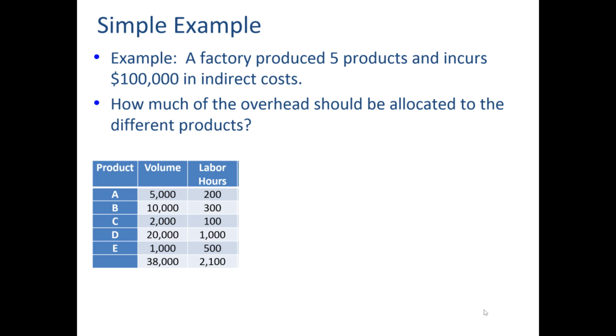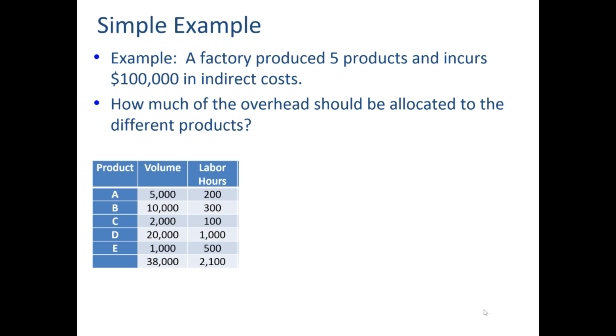Let's use an example. Assume a factory has $100,000 in indirect costs, and that factory produces 5 products in the following volumes that we see here. And with each product using a certain amount of labor hours, different labor hours for different products. How much of the overhead should be allocated to the different products? Well, if we use volume to allocate the overhead, then we'll use a percentage of the volume produced as a percentage of the overhead allocated to each product.